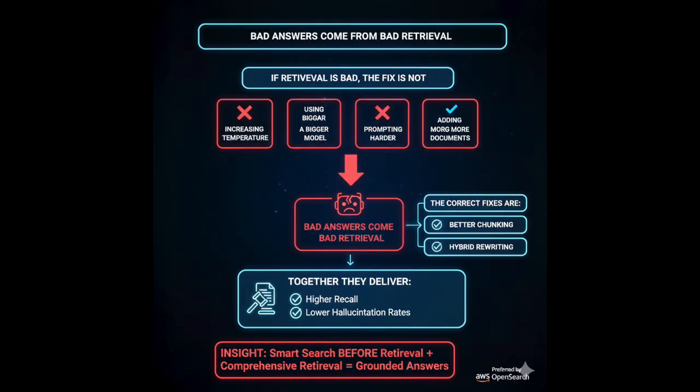Let's talk exam traps, because this topic is full of them. If retrieval is bad, the fix is not increasing temperature, using a bigger model, adding more documents, prompting harder. Those are all wrong. Bad answers come from bad retrieval. The correct fixes are better chunking, hybrid search, query rewriting.